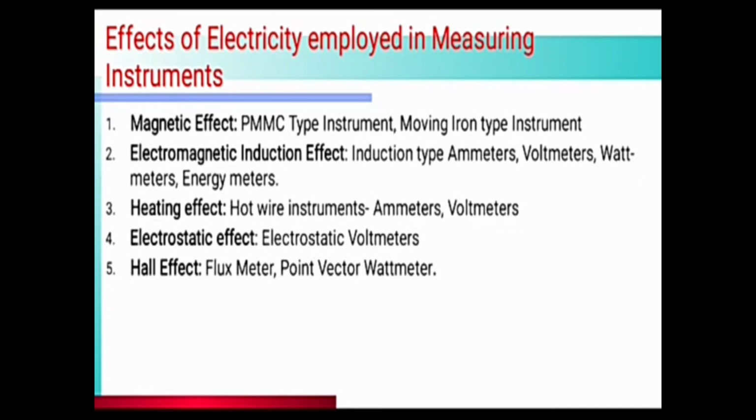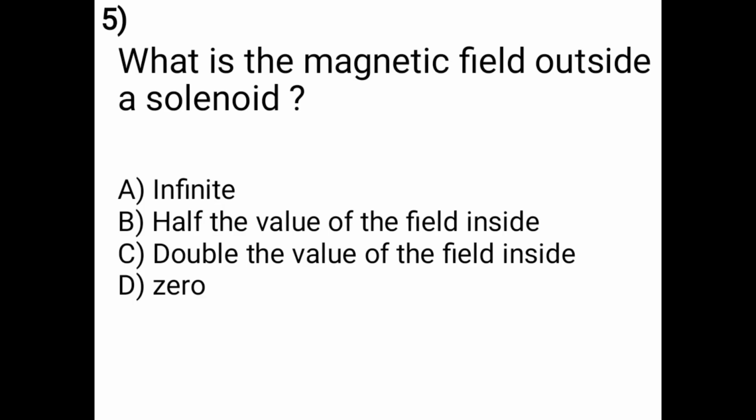Then we see the next question. Question number 5. What is the magnetic field outside a solenoid? Options are A, infinite, B, half the value of the field inside, C, double the value of the field inside and D, 0. The correct answer is option D, 0. This means the magnetic field outside a solenoid is 0.